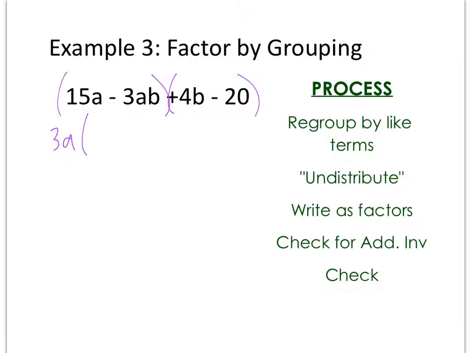So 3a to get to 15a would be a 5, and 3a to get to negative 3ab would be a multiplied by minus b. Now the GCF of 4b minus 20, I'll factor out a 4 because that's the GCF. And 4 times what gives me 4b? b. And 4 times what gives me negative 20? A negative 5. So now, as I look at my problem, I see that I have 3a times 5 minus b, and 4 times b minus 5.